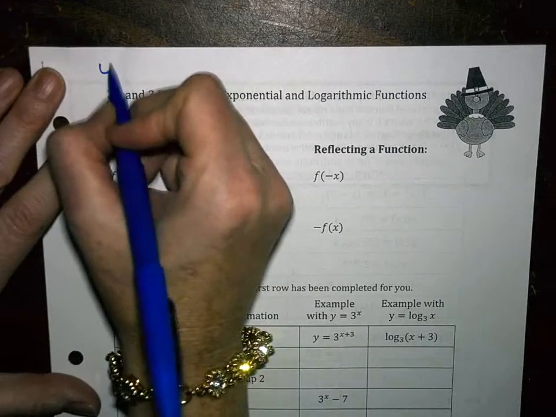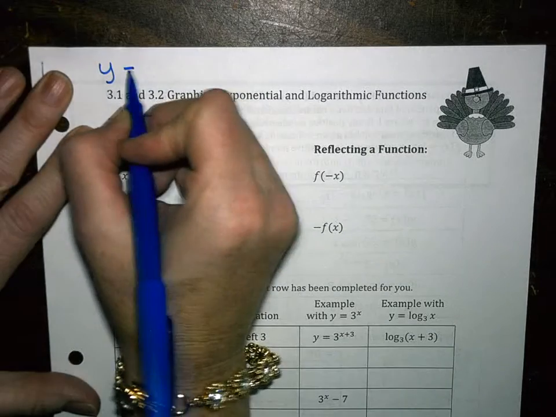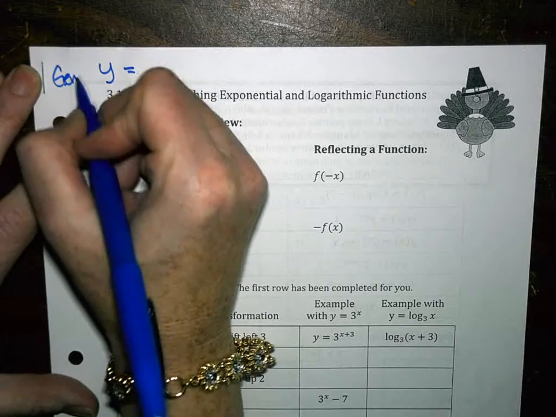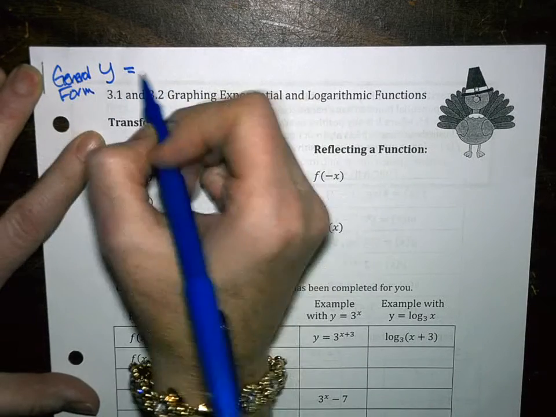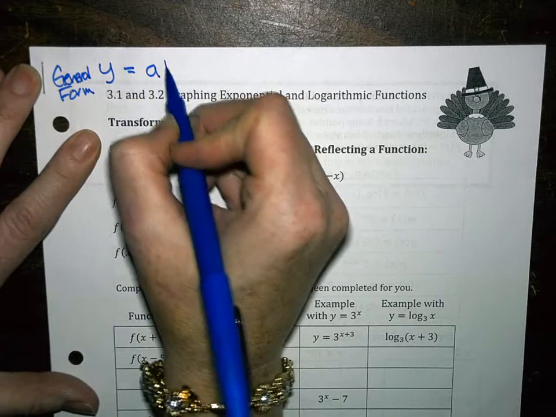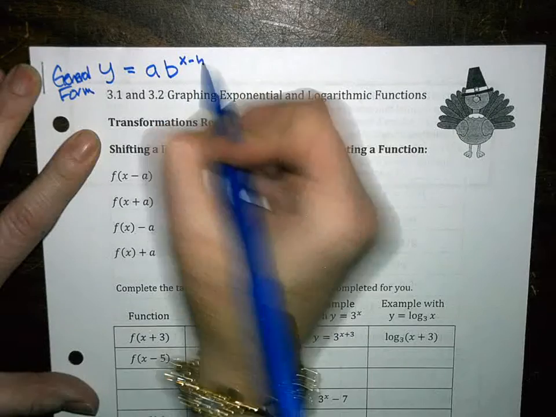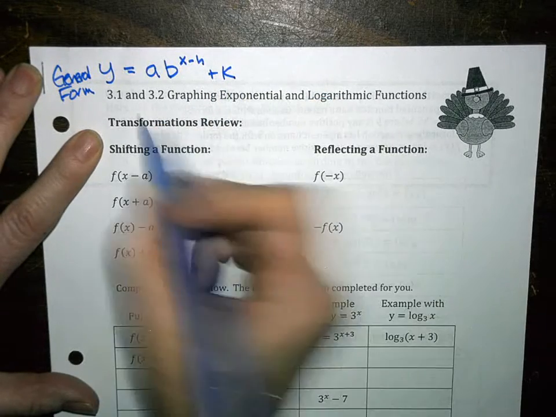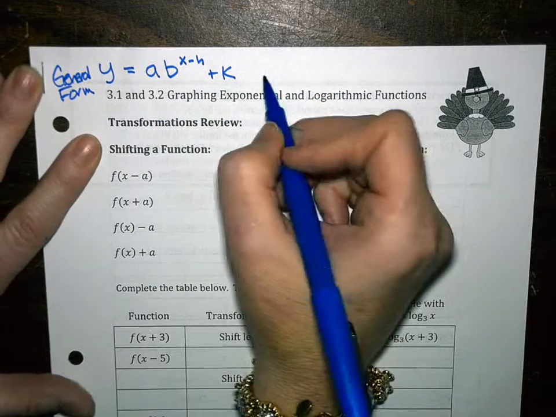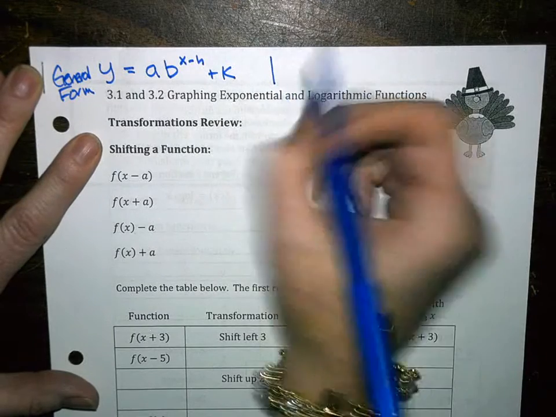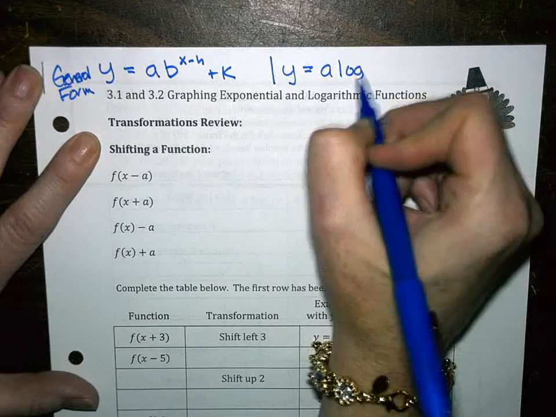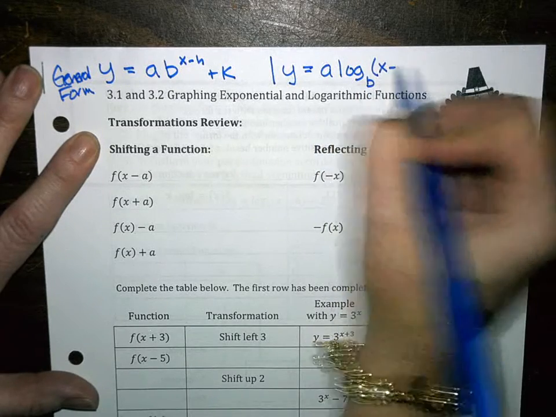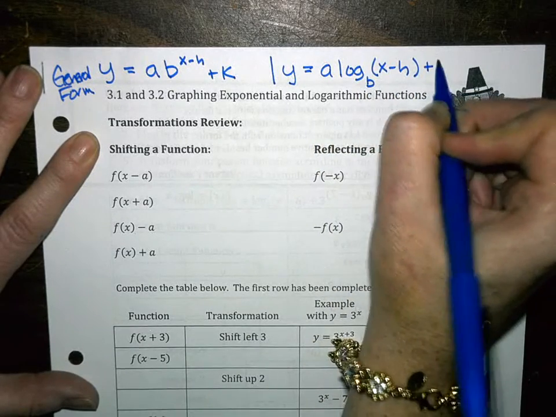So I want to put up here as a reference the general form. This is called the general form for exponential: y equals a times b to the x minus h plus k. That's the general form for the exponential. This is the general form for the logarithmic function: y equals a times the log base b of x minus h plus k.